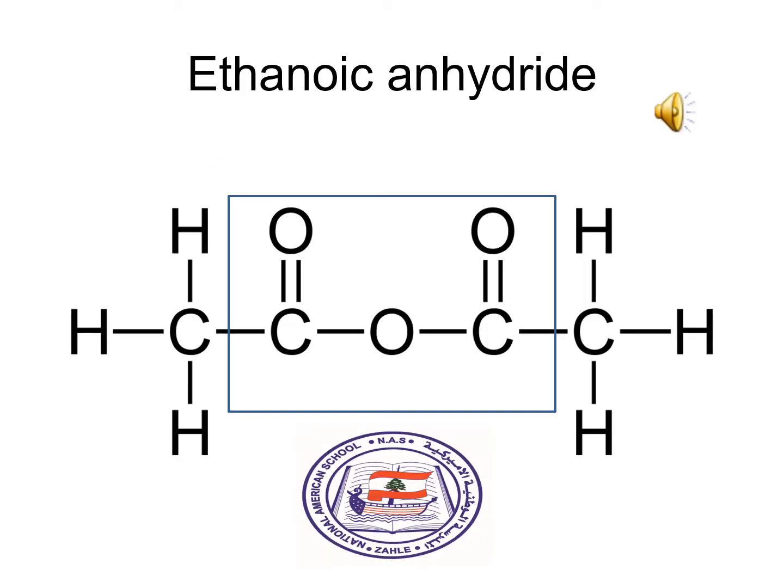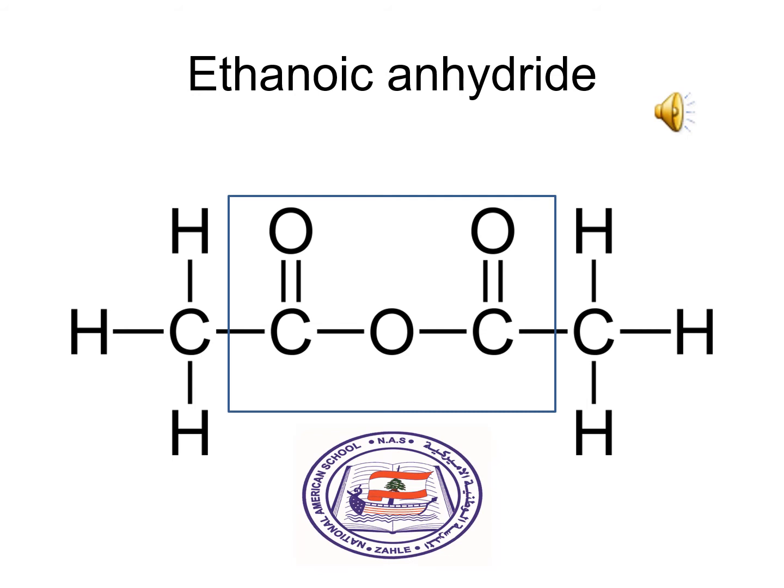Ethanoic anhydride or acetic anhydride. Let's look at this humongous molecule. It has CH3 bonded to a carbon. This carbon is double bonded to an oxygen and single bonded to an oxygen. And the oxygen in turn is single bonded to a carbon, which in turn is double bonded to an oxygen. And of course we have CH3 on the right side.